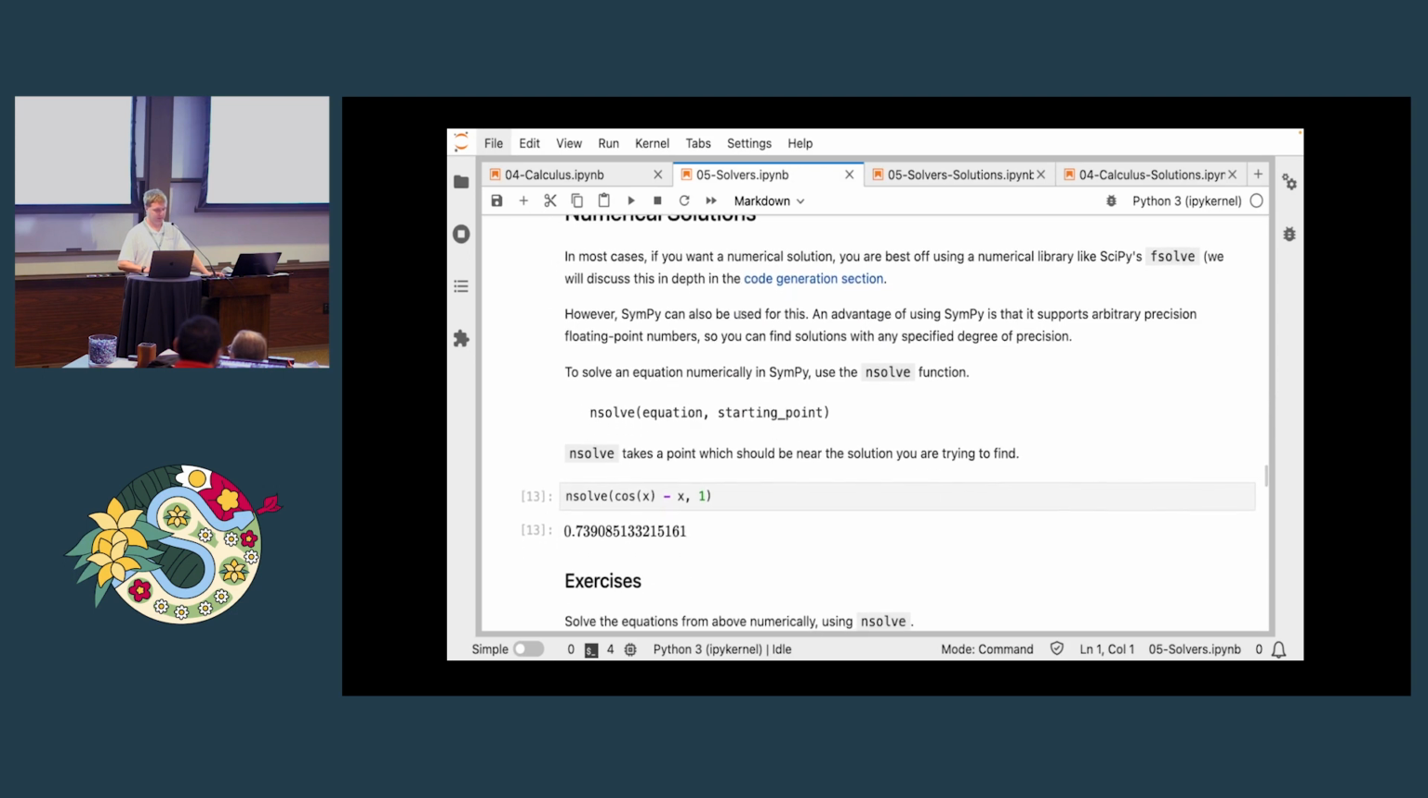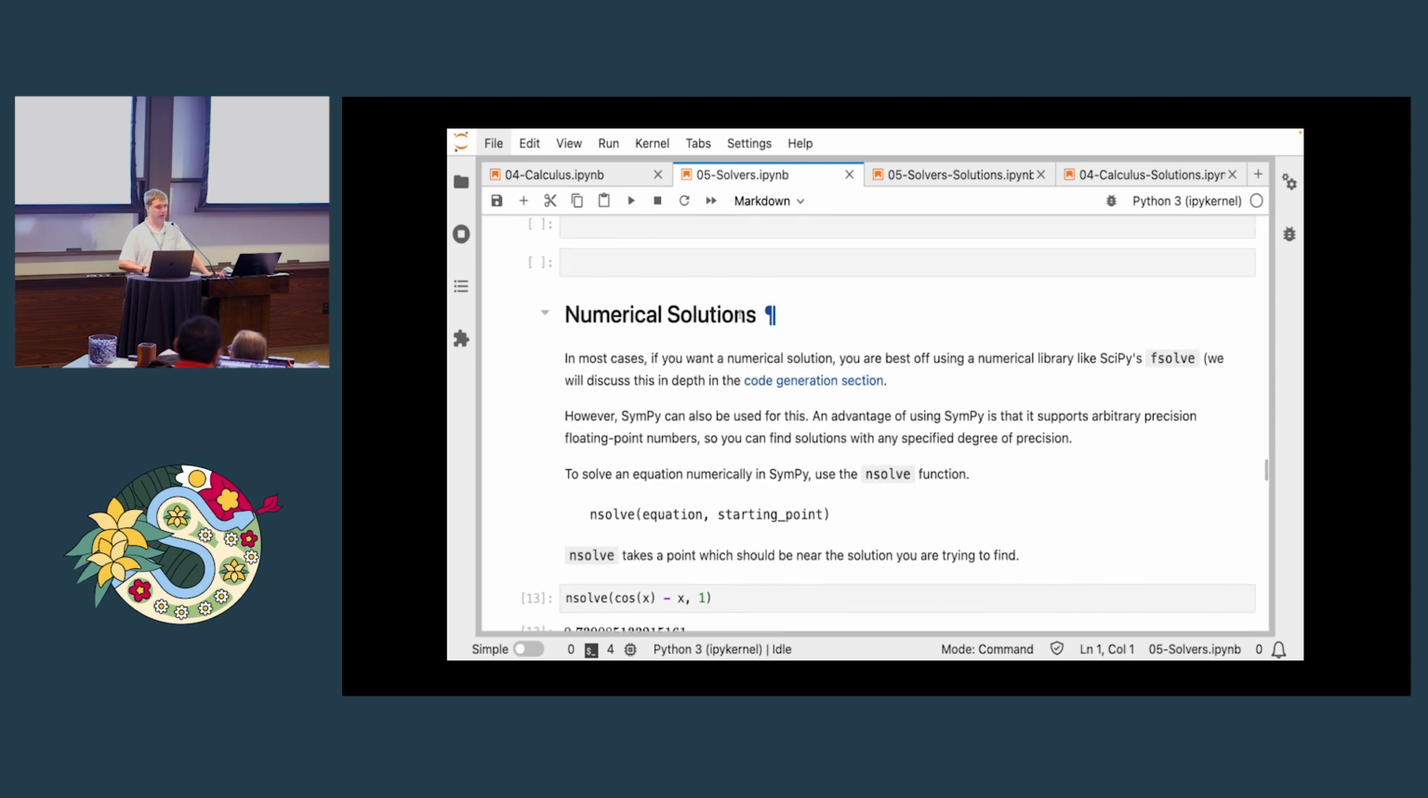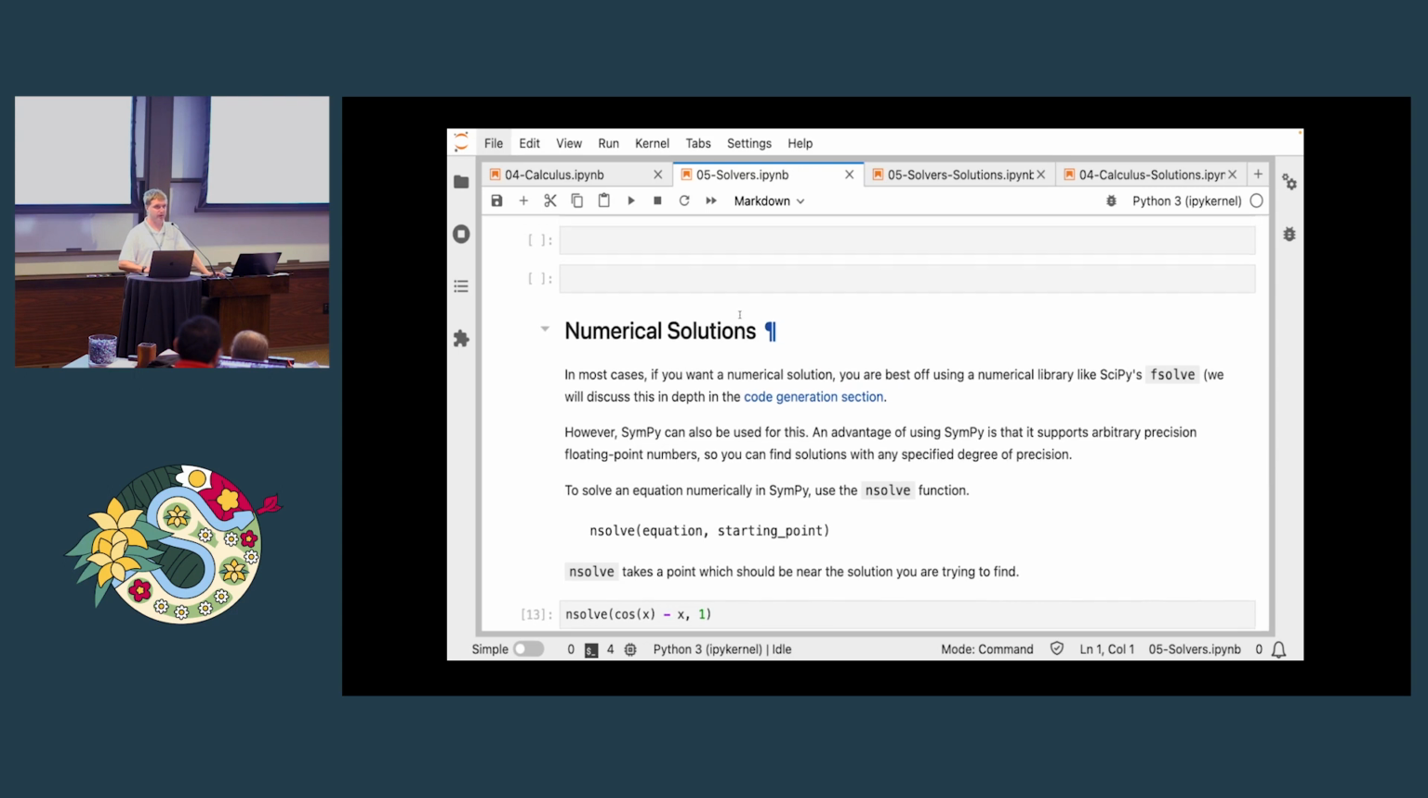So yeah, if you only care about a numerical answer, just a floating point number, you're better off just using a numerical solver. You can use a solver from a library like SciPy, and we'll go over how you can still use SymPy and do that in the code generation section later.